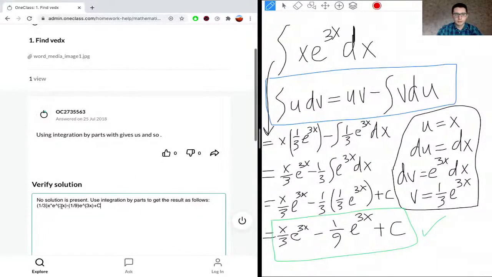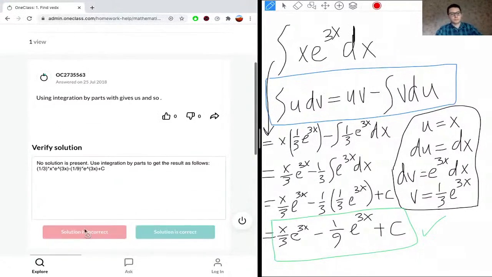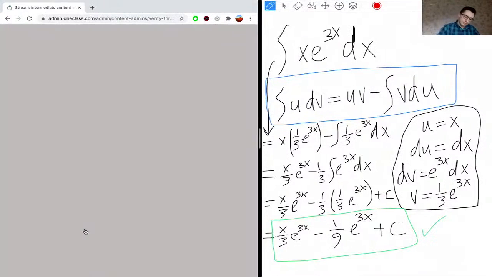So that's the value of the integral. Okay, so there was no solution present and we provided the correct solution. Let's go on to the next question.